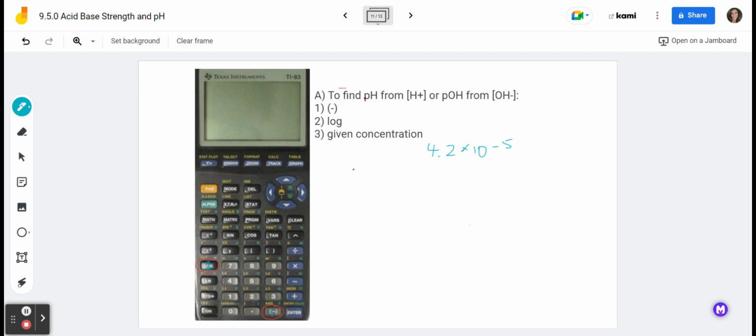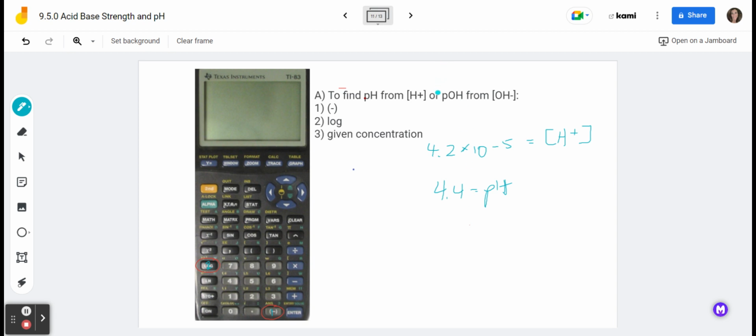So I got about 4.4 as my pH. This was just a random example here. 4.4 if I round it. So say this was H plus concentration or hydronium, either or. Negative log of this would give me that.